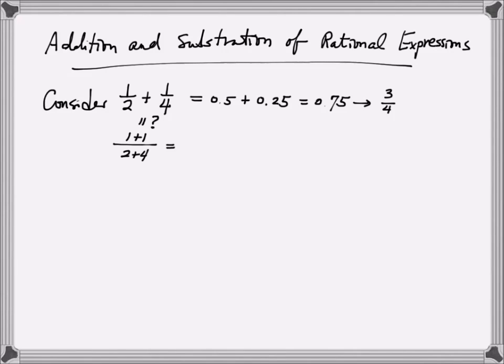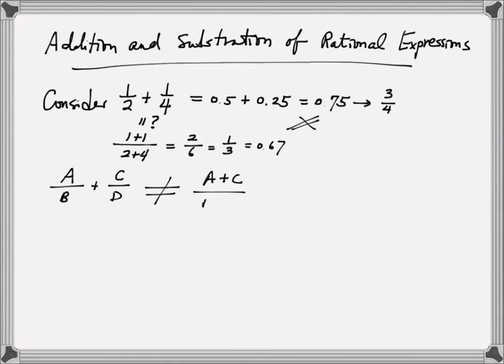Well, 1 plus 1 is 2, and 2 plus 4 is 6. So if we do that, we would get 1 over 3, which in decimal expression is 0.67. Obviously, that's not the same. So in general, we say that A over B plus C over D is not the same as A plus C divided by B plus D. Well, then how should we think of 1/2 plus 1/4?